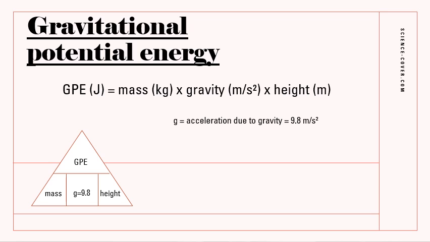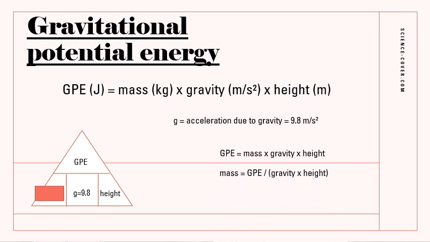We can use the equation triangle to help us rearrange the equation. If we want to find GPE, you cover up the gravitational potential energy, and it leaves us mass times 9.8 times height. If we want to find the mass, then we cover up the mass in the triangle, and this leaves us GPE on the top of the equation divided by 9.8 times height.